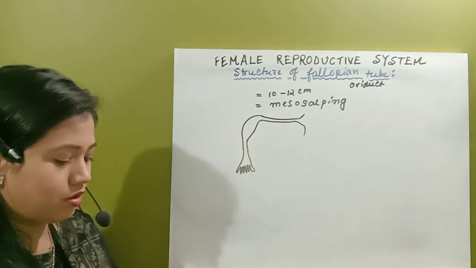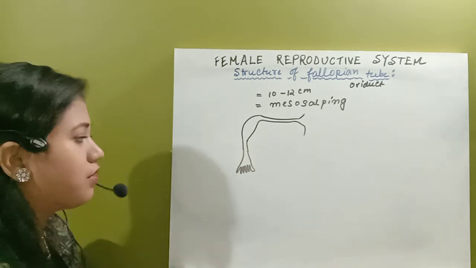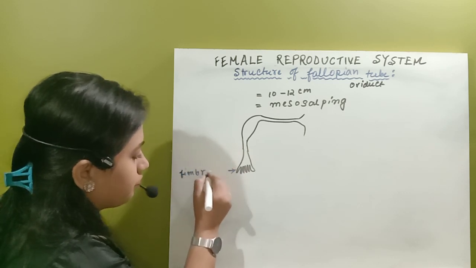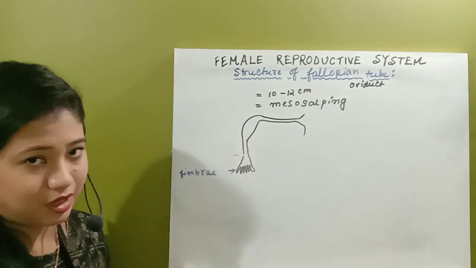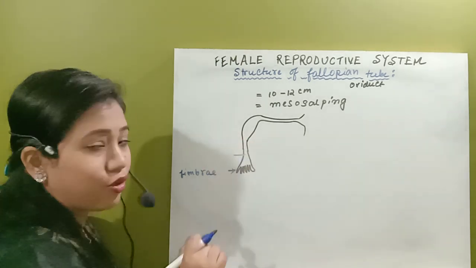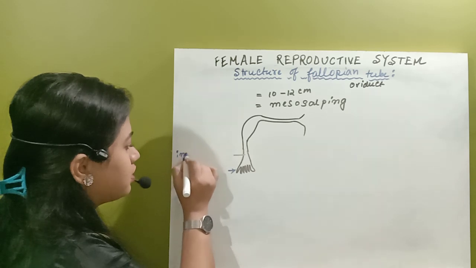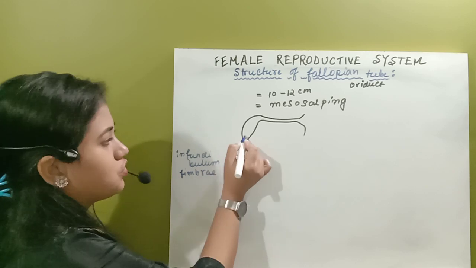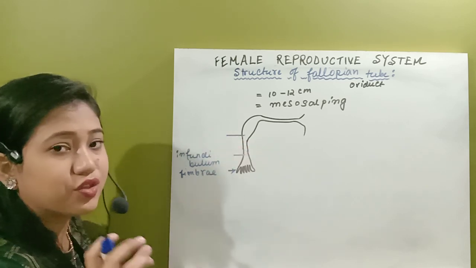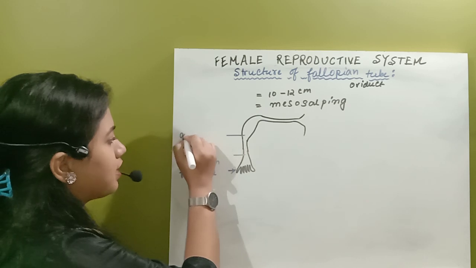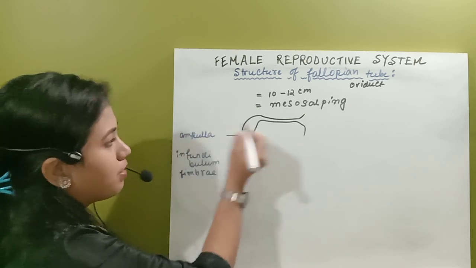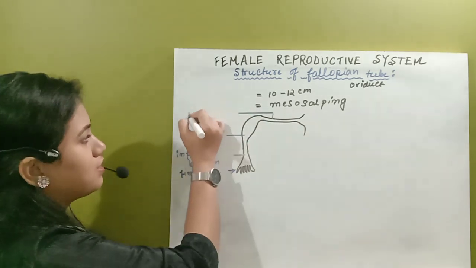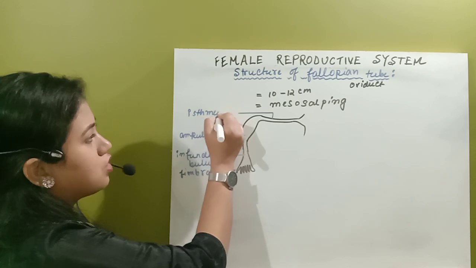So let us see the labeling. First of all, this is the fimbriae. Just above the fimbriae we have the narrow tube. This is known as the infundibulum. Just above the infundibulum we have a swollen part. This is known as the ampulla. And just after the ampulla, once again this is a narrow tube. This is known as the isthmus. So this is the oviduct.